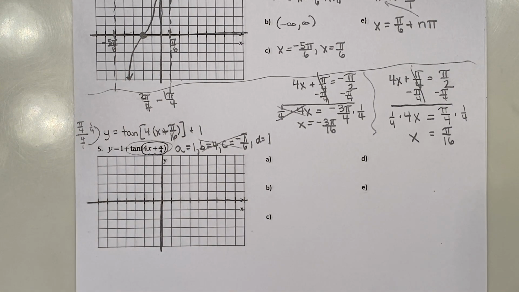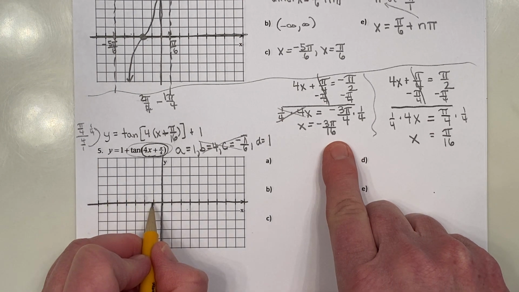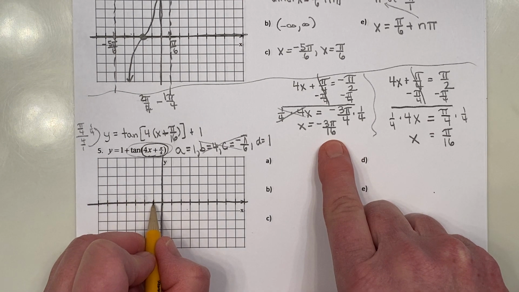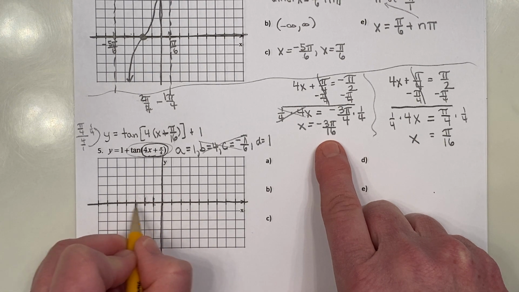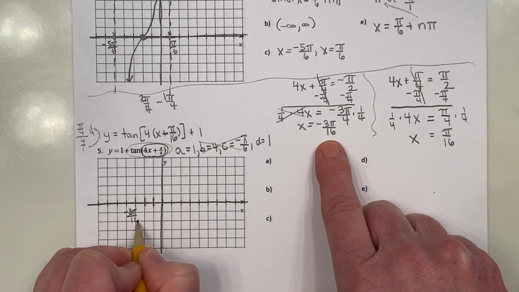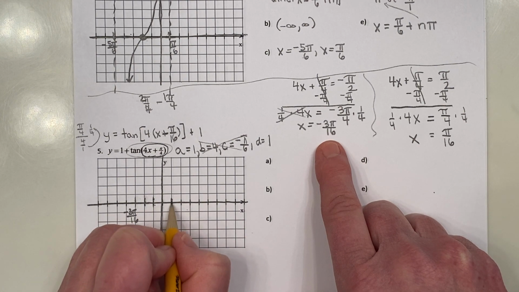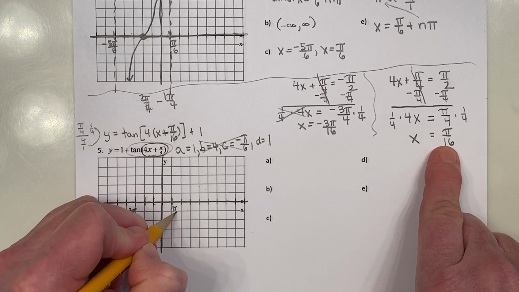All right, how do we want to scale this? Well, I think just kind of like in the previous example, I'll let each tick mark represent 1 pi over 16. So negative 1, negative 2, negative 3 pi over 16. Make sure and label these tick marks. So that means only one tick mark to the right of the y-axis will be our positive pi over 16.